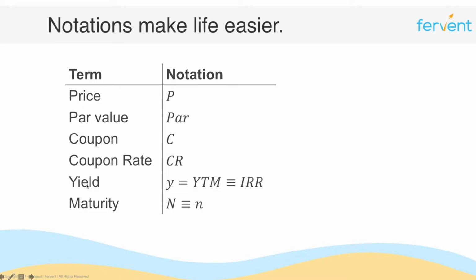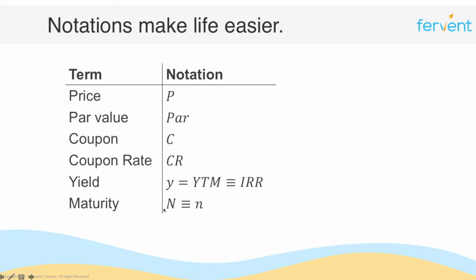We're going to call the par value par, the coupon C, and the coupon rate CR. Next, I'm going to call the yield Y or YTM, and just remember that the YTM is the same as the IRR, so this sign here just means that these two are equivalent, they're exactly the same thing. This fact will become very useful when we learn how to calculate or estimate the yield to maturity. Now, for the most part, I'm going to use YTM, but sometimes I'm also going to call it Y. I'm going to switch between the two, but I'll try and be reasonably consistent.